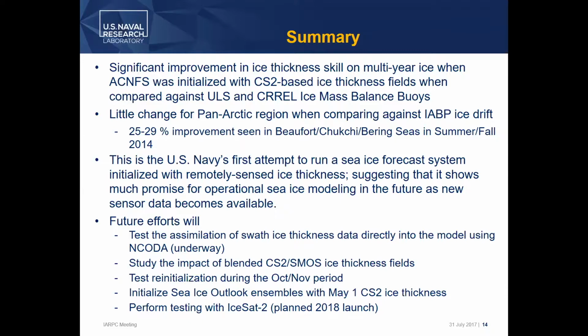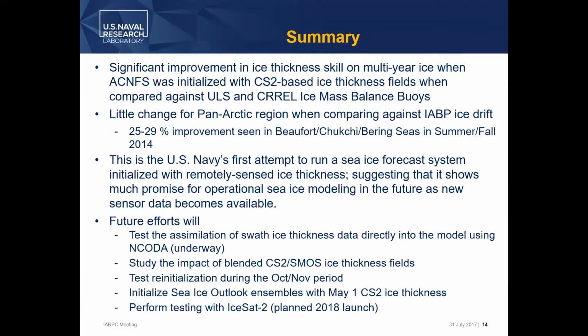This is the U.S. Navy's first attempt to run a sea ice forecast system initialized with remotely sensed ice thickness data. It suggests that it shows much promise for operational sea ice modeling in the future as new sensor data becomes available. There's ICESat-2 with the plan for 2018. There are other sources as well. So our future efforts will test the assimilation of swath ice thickness data directly into the model. We're doing that presently with the ESA CryoSat-2 data. We're looking at, I believe, the 8-day swath data.